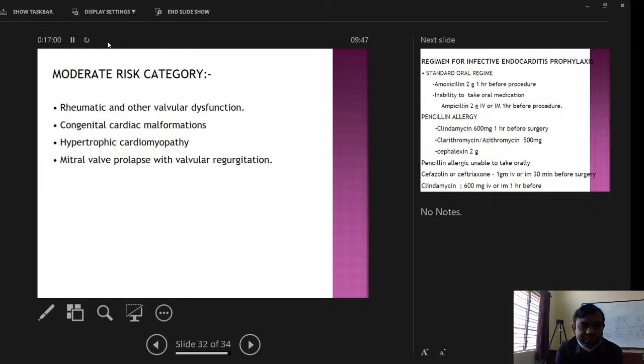And the moderate risk category, that is rheumatic and other valvular dysfunction, congenital cardiac malformations, hypertrophic cardiomyopathy, and mitral valve prolapse with valvular regurgitation. In rheumatic also, mitral and aortic valve involvement has more chance of getting infective endocarditis. So in rheumatic heart disease, if there is mitral regurgitation or mitral stenosis, aortic regurgitation, aortic stenosis, there is a chance, and in non-rheumatic, that is congenital heart disease like VSD, ASD, there is also more chance of infective endocarditis. In these patients, we must give infective endocarditis prophylaxis.